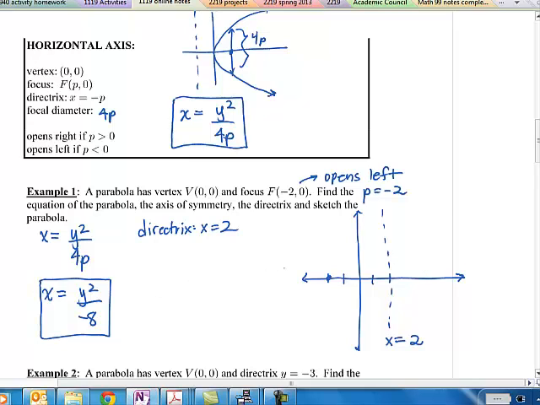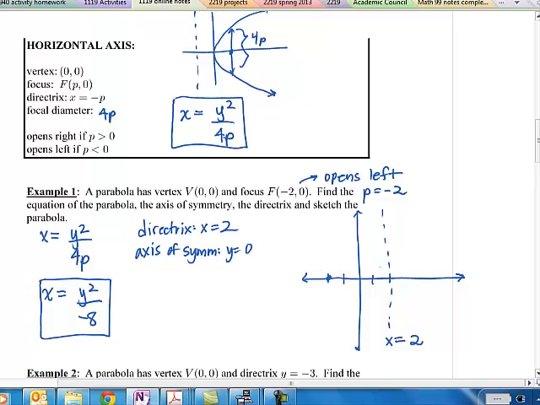We've got the equation, we've got the directrix. The axis of symmetry always cuts through the middle. In this case, that's the x-axis, so y equals 0. And then sketch the thing.